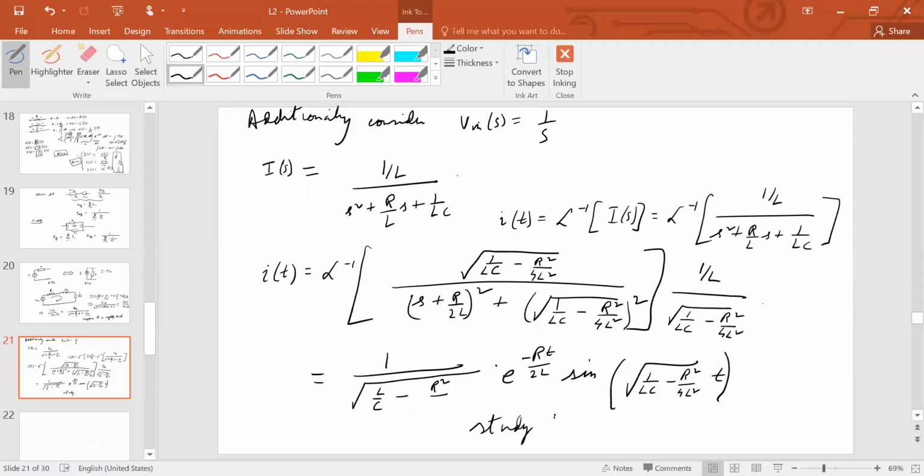Study RL and RC circuits with respect to their responses to a constant voltage.